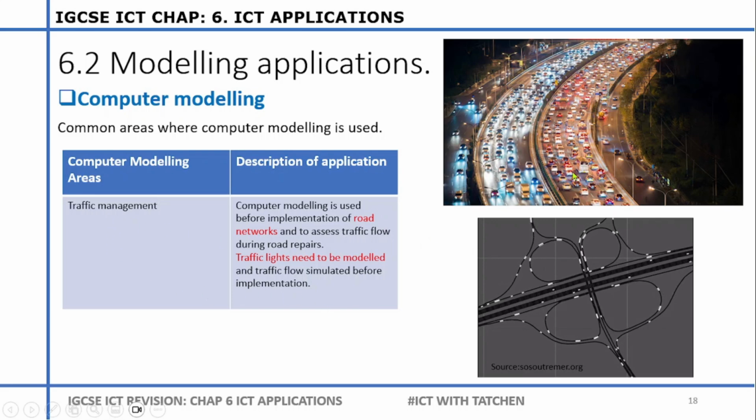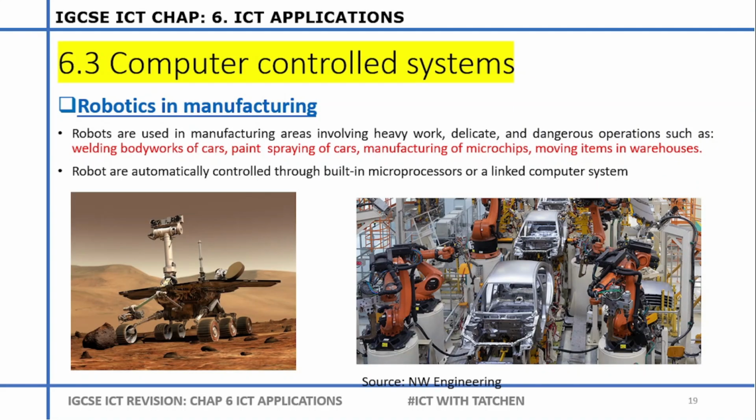So imagine this road. They use computers, for instance, for turning traffic lights off and on. Even when they want to build a road, they model the road first. This is a computer model to see how traffic flow will be going, which direction cars will be moving, and all those things. So that's another application of computer modeling.